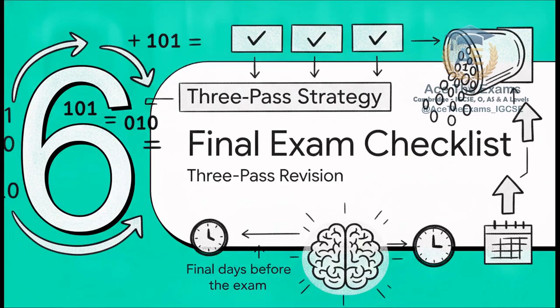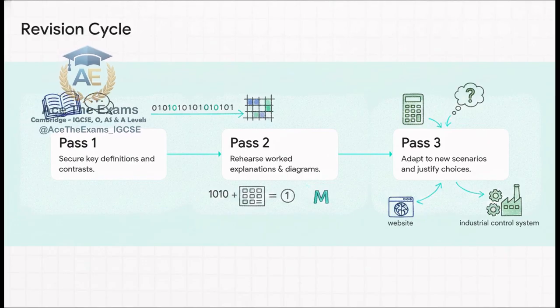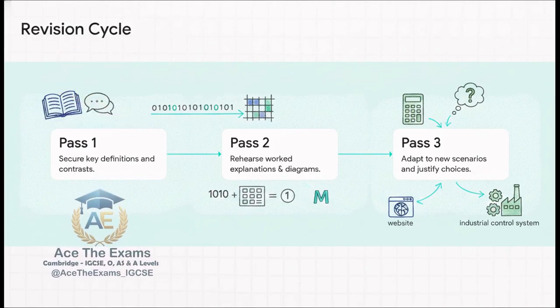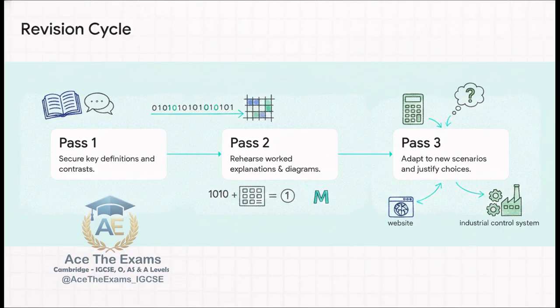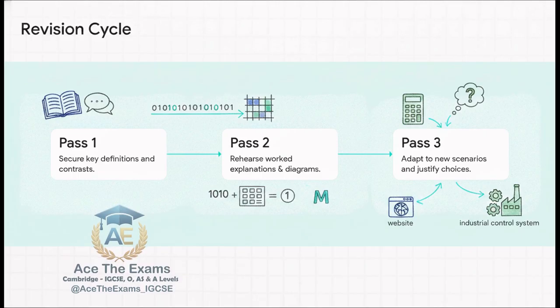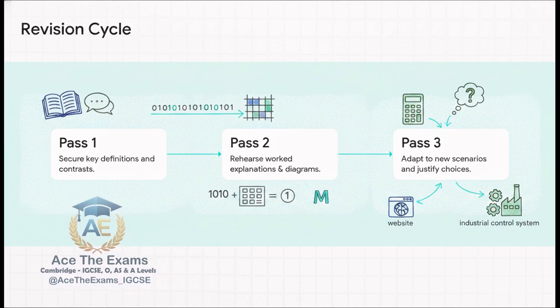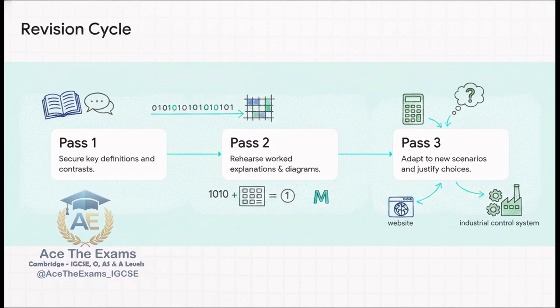Finally, Section 6, your final exam checklist. Let's wrap up with the ultimate layered strategy to ensure you are fully adaptable in those final days before the exam. This 3-pass cycle is an absolute game changer. It's incredibly effective in computer science because Cambridge exams constantly mix pure theory with applied scenario-based reasoning. Your first pass through your notes is purely about definitions, making sure you don't confuse those nearby concepts we talked about. Your second pass is where you practice the math. You literally draw out the registers, and you visually show that overflow bit dropping off the end.